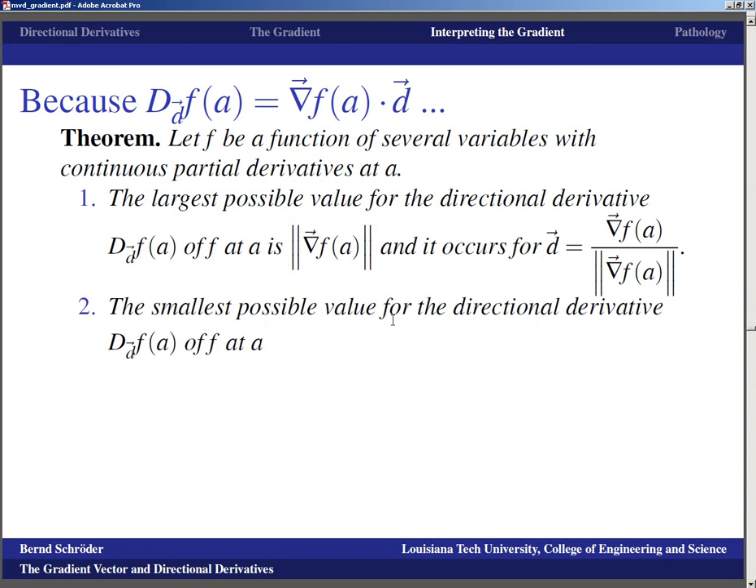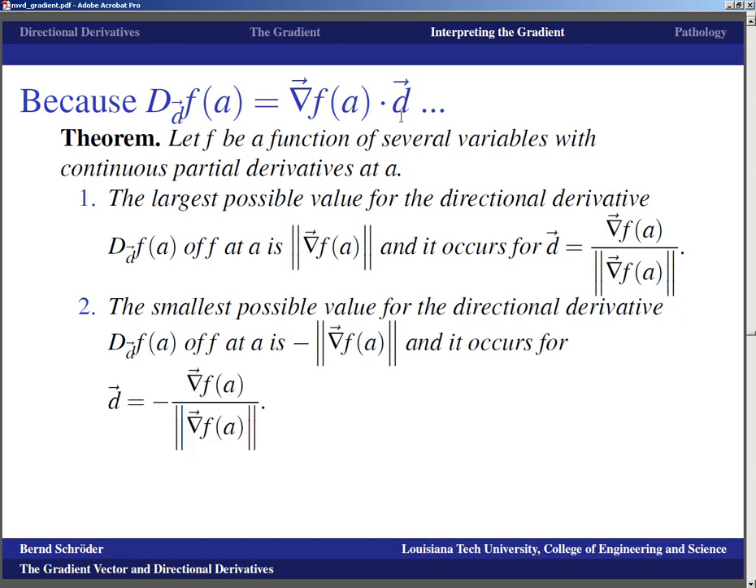The smallest possible value for the directional derivative of f at a, that would be, we also have to include negative numbers, and that means the smallest value that a dot product can assume is negative the product of the magnitudes, which would be, in this case, negative the magnitude of the gradient of f at a, because remember, d has magnitude 1. And the negative product of the magnitudes is assumed when the vectors are anti-parallel, which means when d points in the opposite direction of the gradient, so that is when d is negative gradient divided by the magnitude of the gradient.